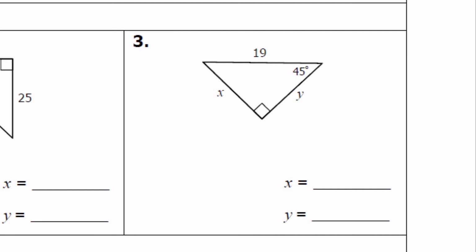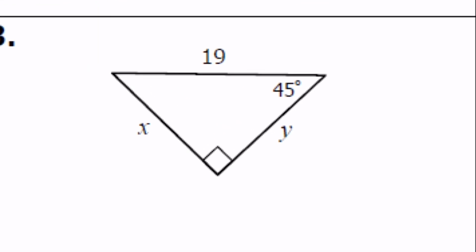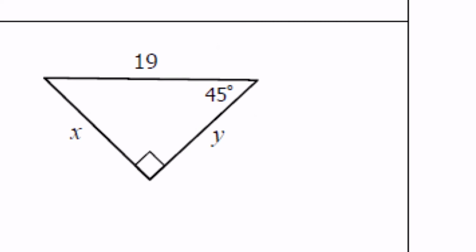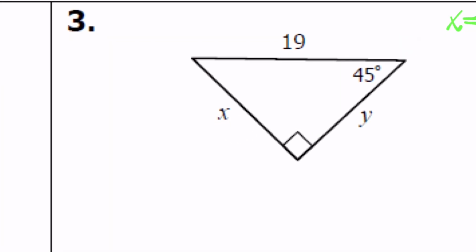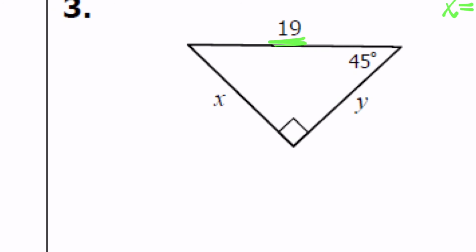Unfortunately for us, this one here, we weren't given the leg, but we were given the hypotenuse. So think about how we could use this info to find what both of those legs are. Because it's a 45, 45, 90 triangle, we know that x equals y, so these are both going to be the same. We also know that this hypotenuse here, 19, is equal to, and I'm just going to use x as the example, the leg x times the square root of 2.